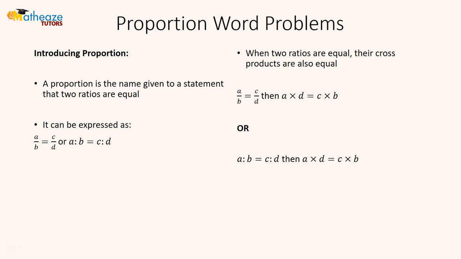A proportion is the name given to a statement that two ratios are equal. So here, for example, A over B, which is this fraction, is equal to C over D, or A to B equal to C to D.